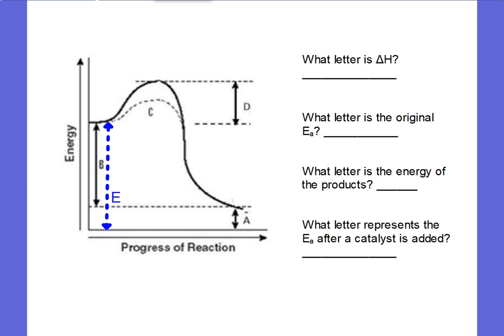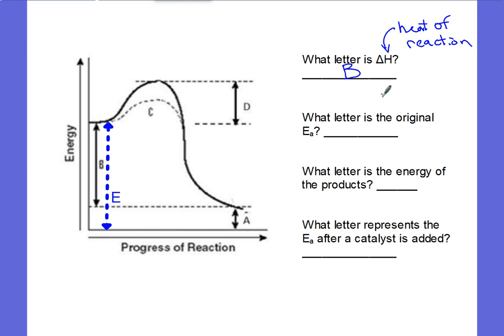So on this graph, I think in your notebook it's missing E. Can you add E on there? Is that missing? Yeah. All right. Add E, and then I'm going to add another question in a second. So the first one, though. What letter is the delta H, which is heat of reaction? That's what delta H stands for. And that would be B.